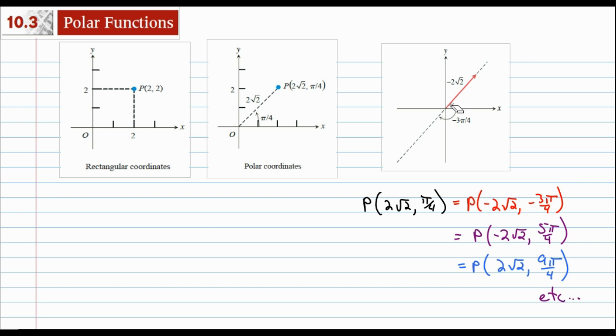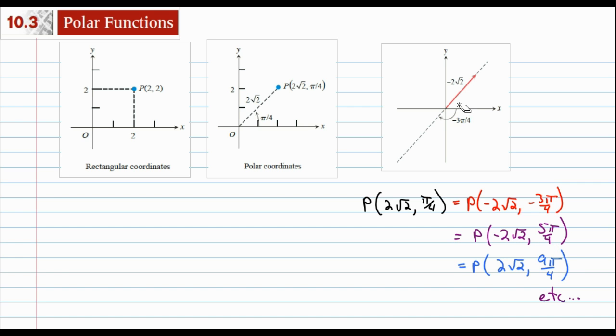And then also remember that if you have a negative rotation, the rotation will travel clockwise, and then a negative distance will travel the opposite direction of that ray that was rotated. So for example, the point 2 square root 2 comma pi over 4 can be expressed as negative 2 square root 2 comma negative 3 pi over 4. So here that is negative 3 pi over 4, negative 2 square root 2.